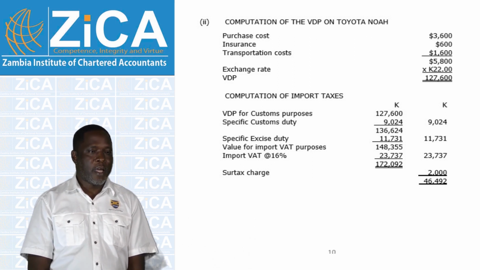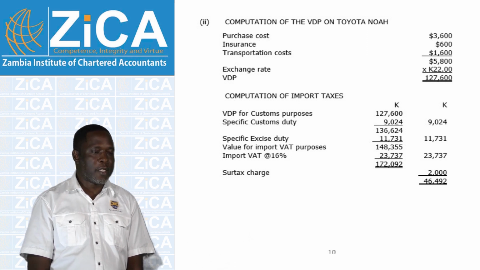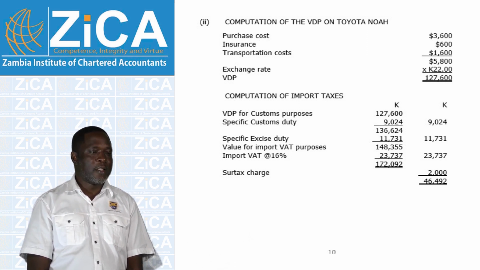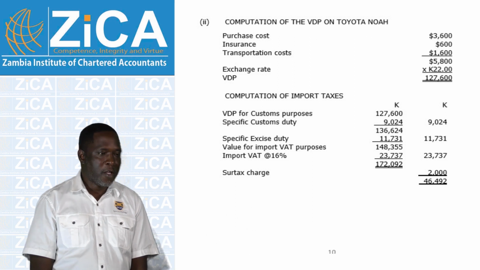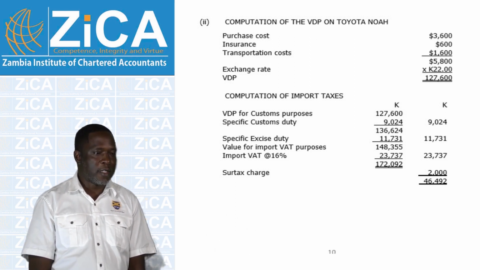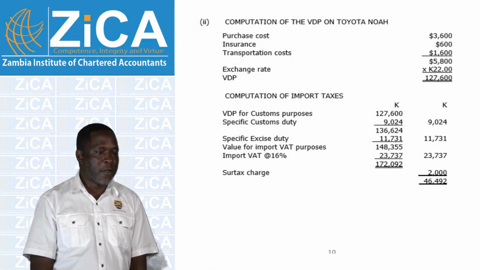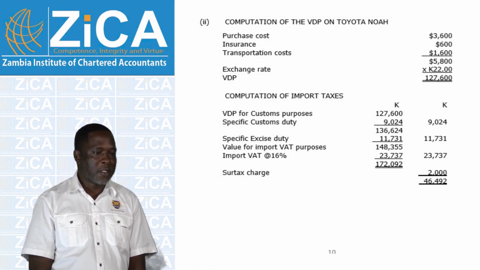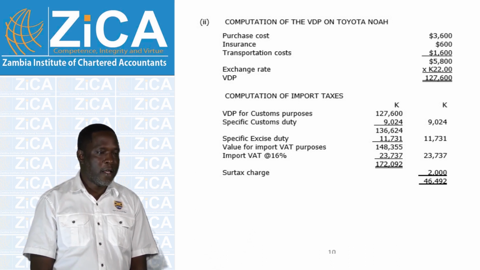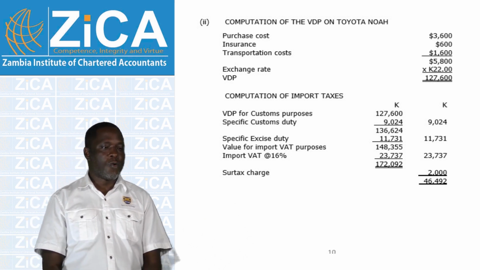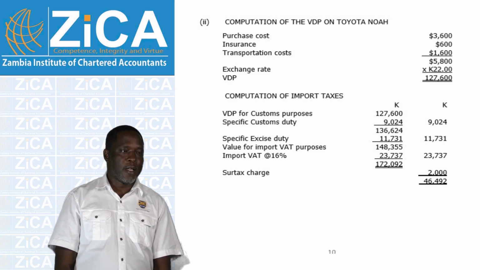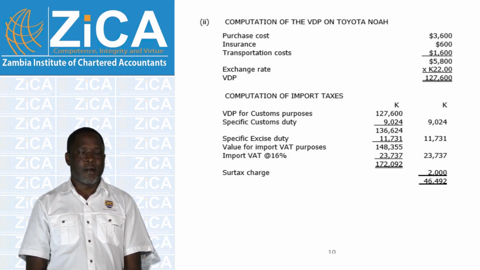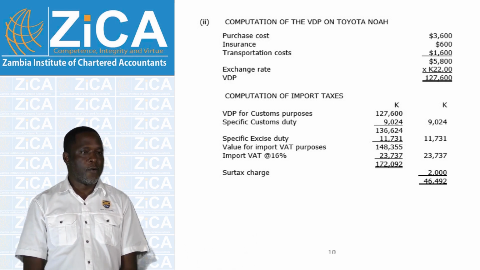Now, for motor vehicles aged 5 years and over, an additional surtax charge is imposed, and it is a standard charge of 2,000, which is also included in the taxation table. So when we get that standard surtax charge of 2,000 and add the specific customs duty of 9,024, specific excise duty of 11,731, and the import VAT of 23,737, it gives us the total import taxes of 46,492. That is how we deal with import taxes arising on the importation of motor vehicles.